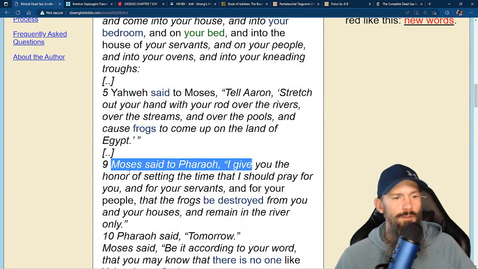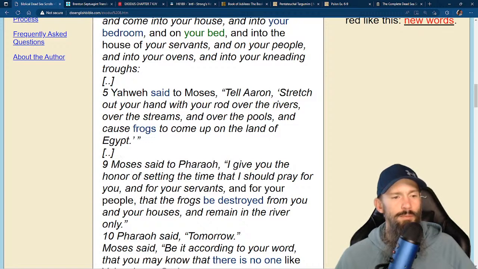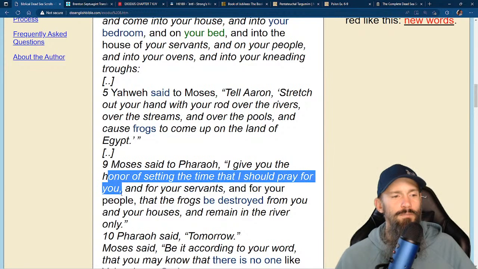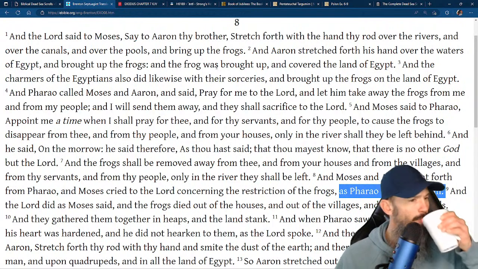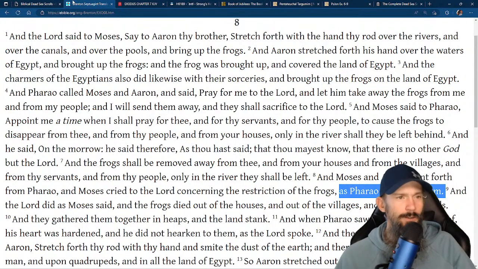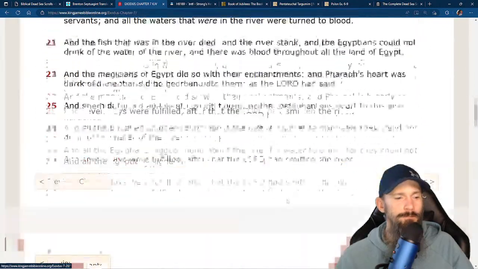Moses said to Pharaoh, I will give you the honor of setting the time that I should pray for you and for your servants and for your people, that the frogs be destroyed from you and your houses and remain in the river only. Moses said, I will give you the honor of setting the time that I should pray for you. Pharaoh appointed him. Pharaoh ain't in charge of Moses. Nope.